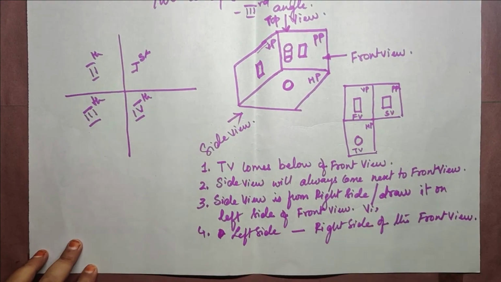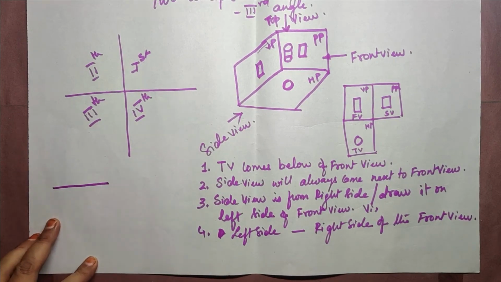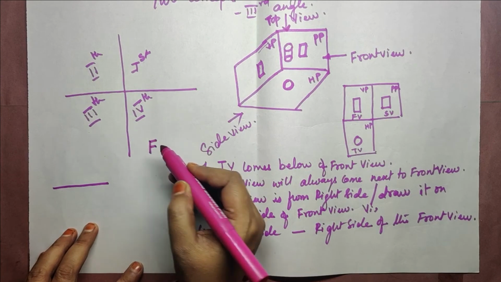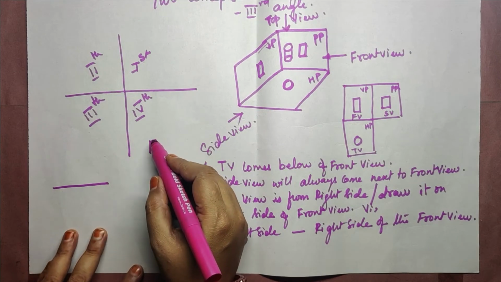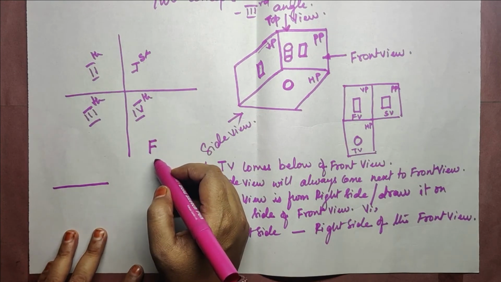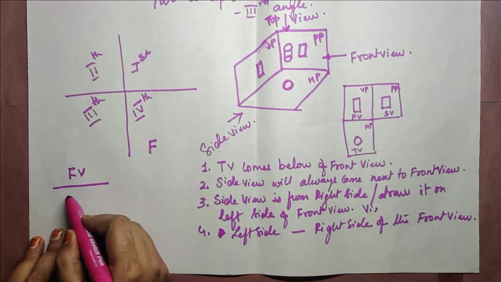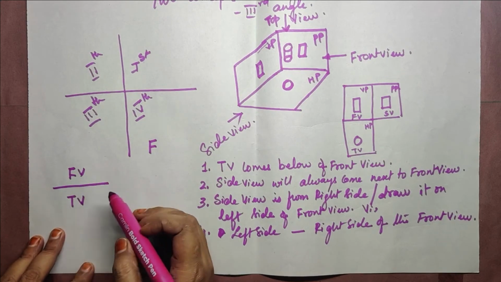Okay, so see here, first you have to place a line. Now here, where the front view will come and where the top view will come, that will be the question. First angle will start from F, isn't it? It will start from F. So F means front view will come up, top view will come down. Okay, so these two things you are going to remember.